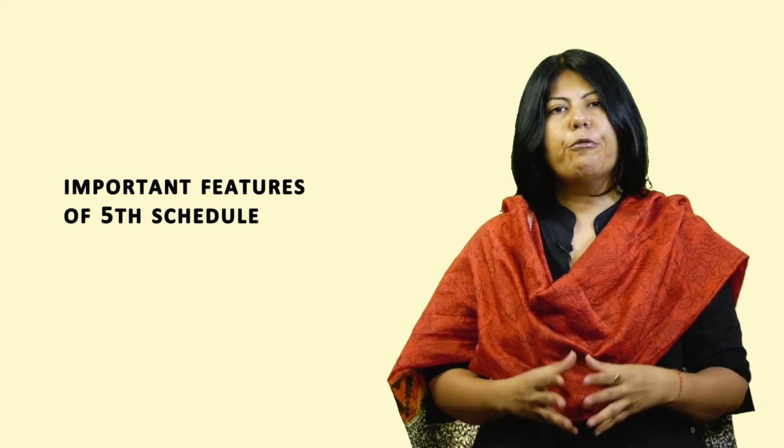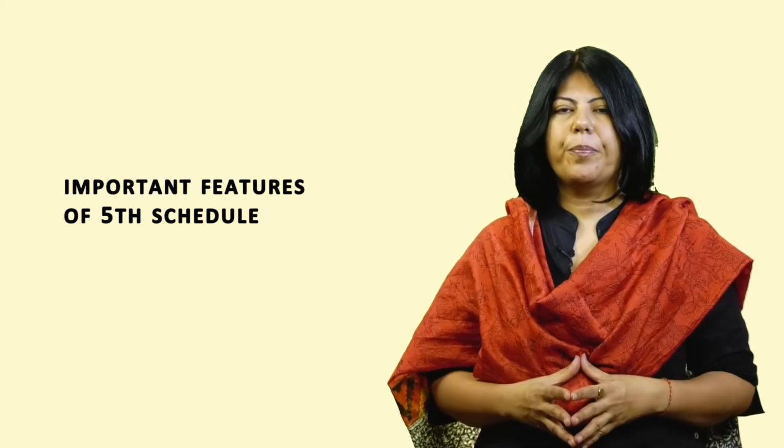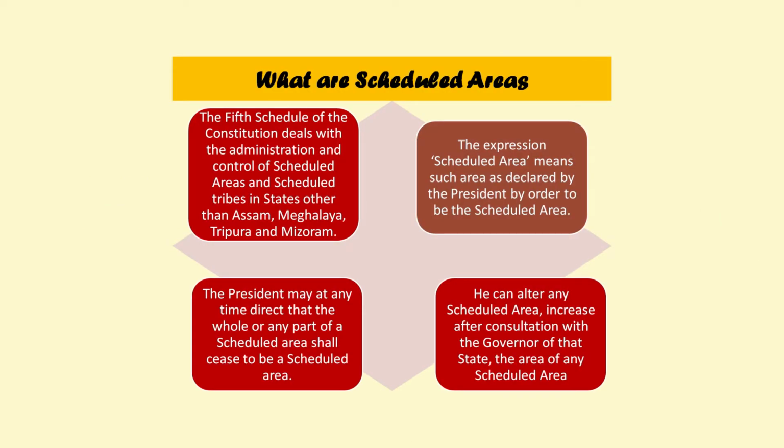First of all, what do you mean by scheduled areas? It is clearly defined in the fifth schedule. Scheduled areas are such areas as declared by the President by order to be the scheduled areas. Now, the President has the power to declare that any area or part of the area shall cease to be a scheduled area. The Parliament may also increase the scheduled areas in consultation with the governor of the state concerned.